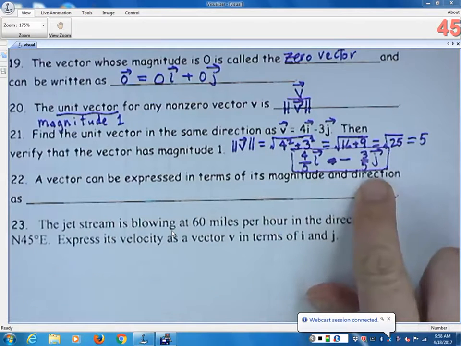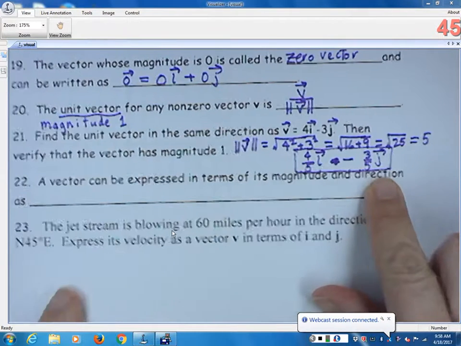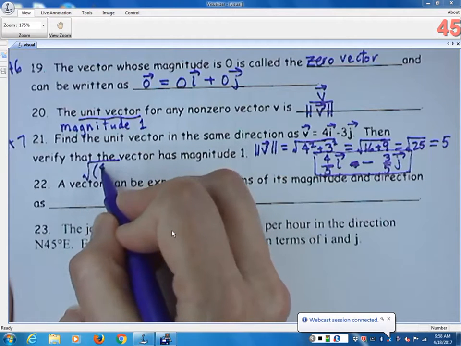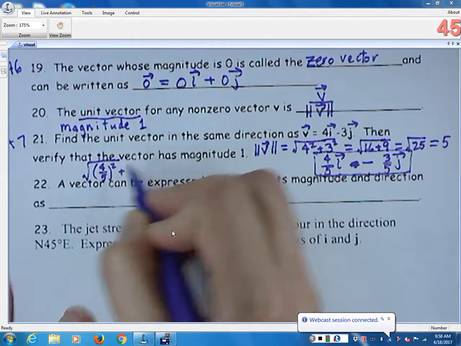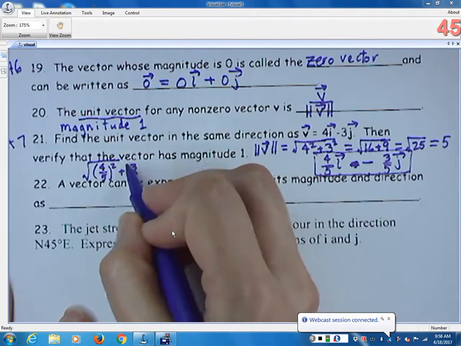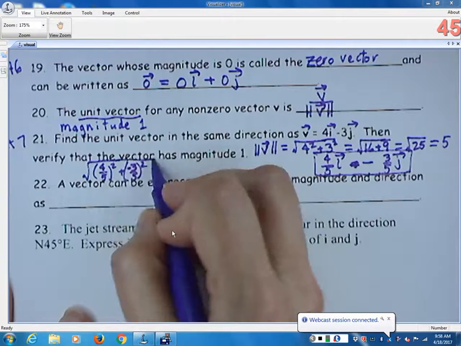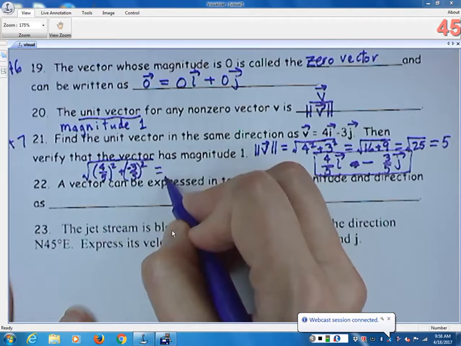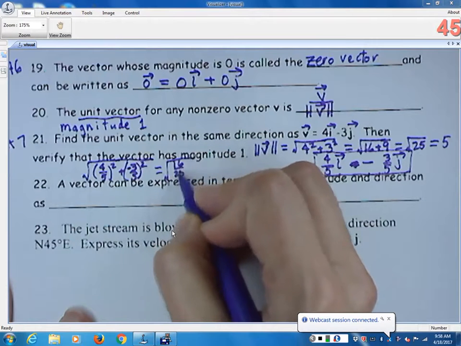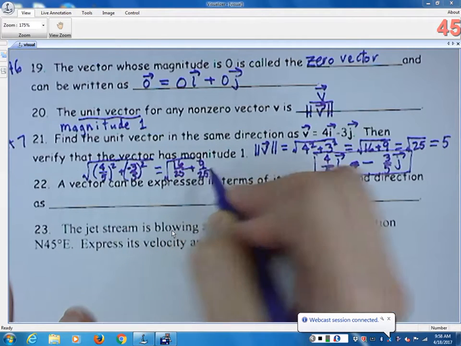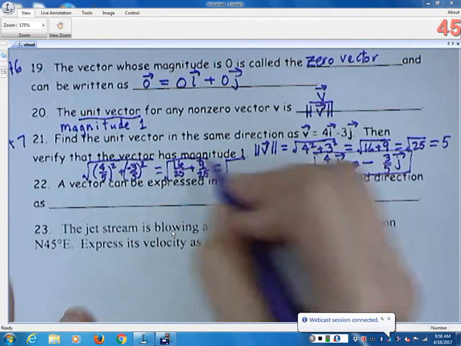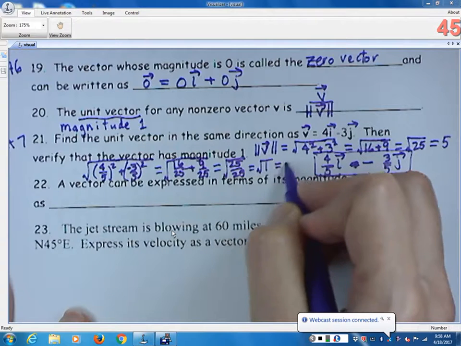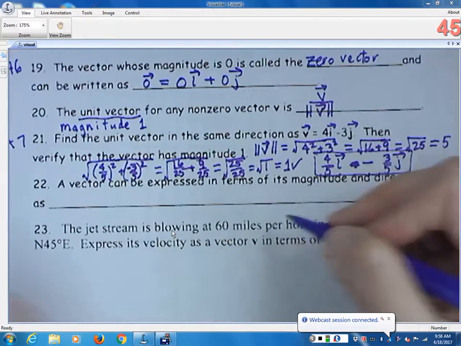Now you can check that that has a magnitude of 1, and I squeezed it in over here. We take the square root of 4/5 squared plus 3/5 squared. Well, there's a negative 3, but we can put the negative there. So that is the square root of 16 over 25 plus 9 over 25. That's the square root of 25 over 25 is the square root of 1 is 1. So we just checked that that magnitude was 1.